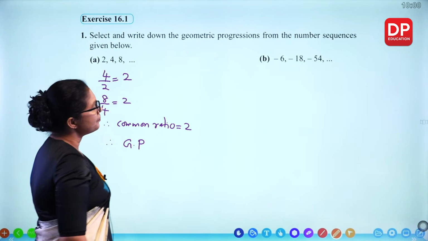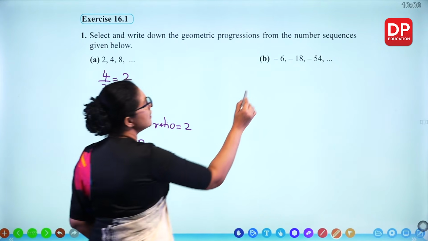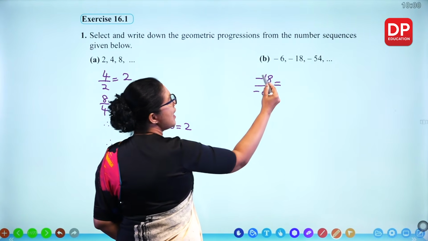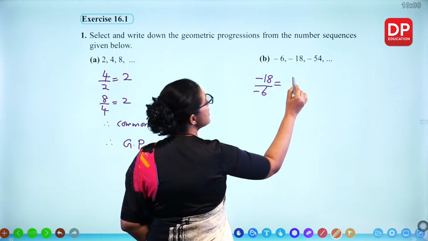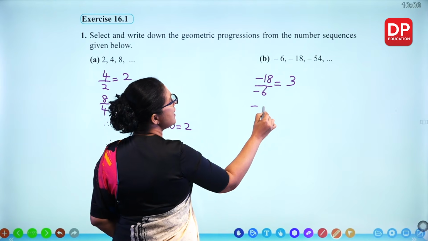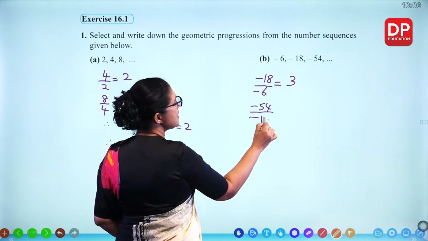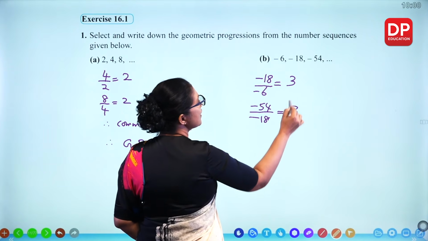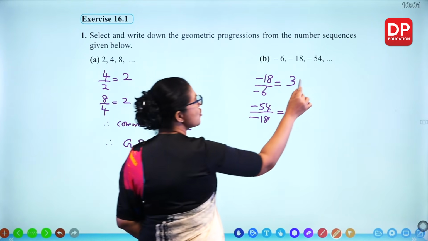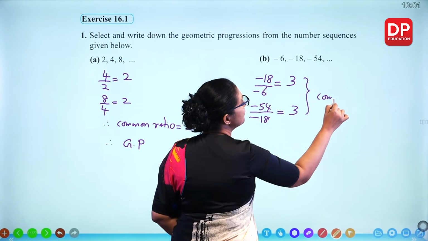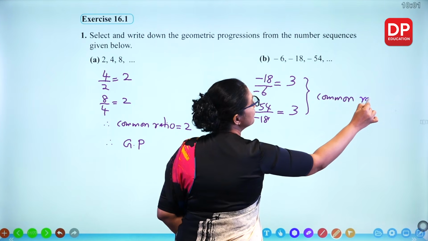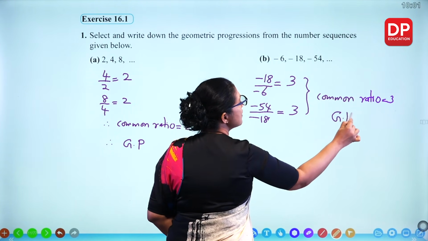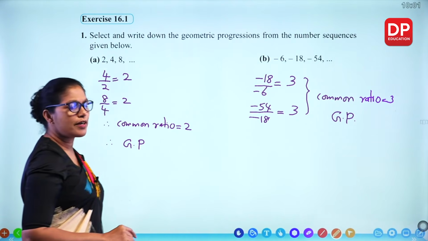This one, take any term, divide by its previous term. Minus minus division, you get plus 3. Minus 54 divided by minus 18, you get plus 3. So you get common ratio 3. That's a geometric progression.